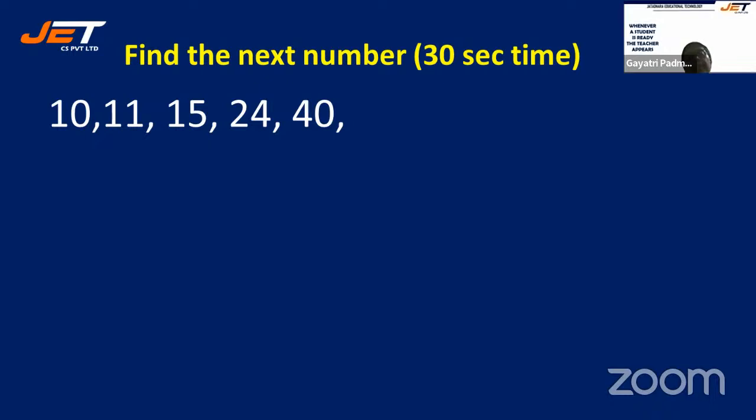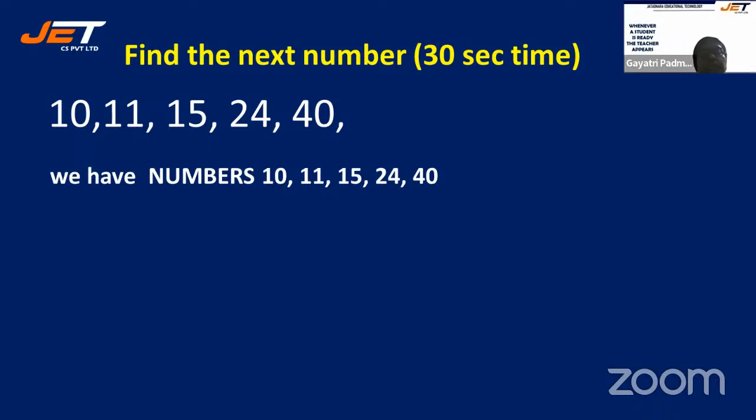We have 10, 11, 15, 24, 40. Fine. Now let's see. And what is the relation between the first and the second number? You have 10, 11. So it doesn't go consecutively, isn't it? After 11, it should be 12. No, we have 15. Right. So to 10, if you add 1, you get 11. To 11, if you add 4, you get 15.